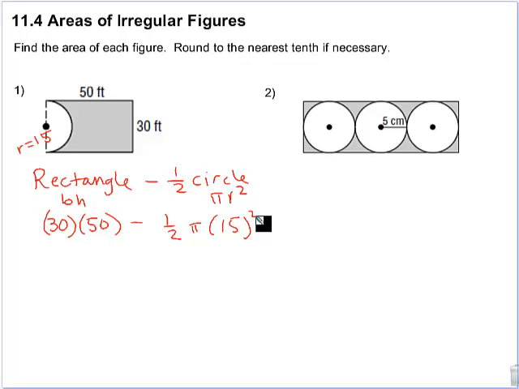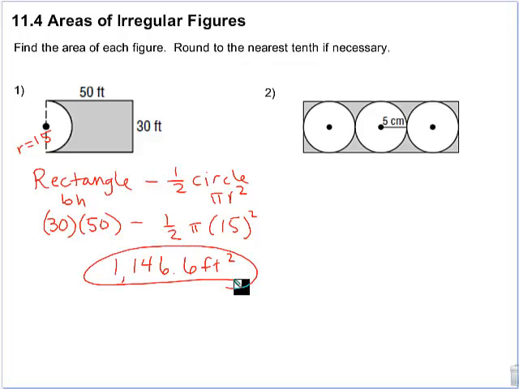All right, what does this end up giving you? It's 1146. Okay, now let's say that like a real number. 1146.6. Much better. So we have 1,146.6 feet squared, or square feet. Is that okay? Yeah.